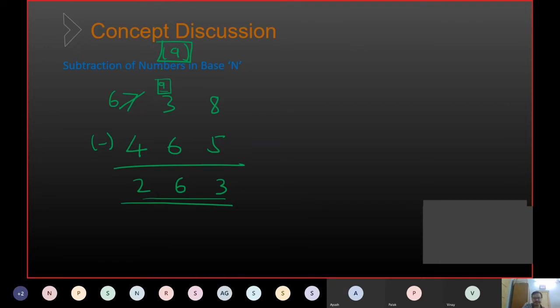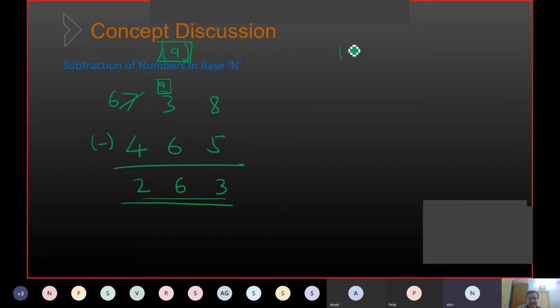Is this clear, everybody? Yes, sir. Do you all need any other examples of subtraction, or is this enough? Or you think one more example is needed? One more example is needed.